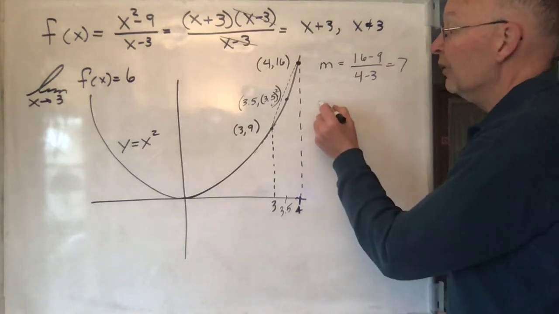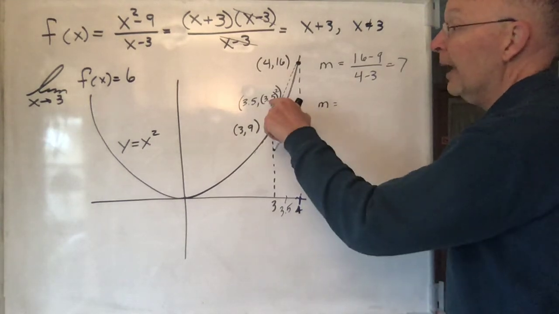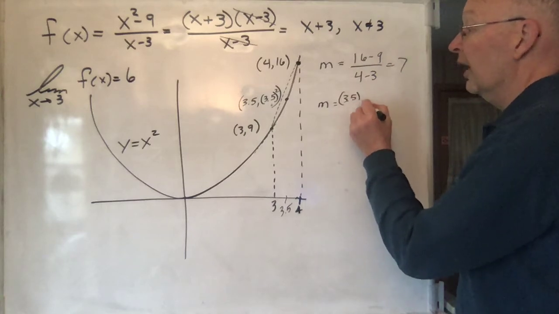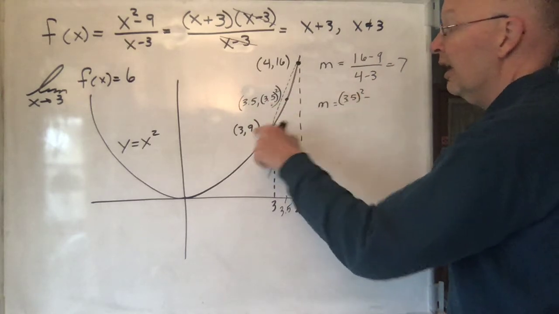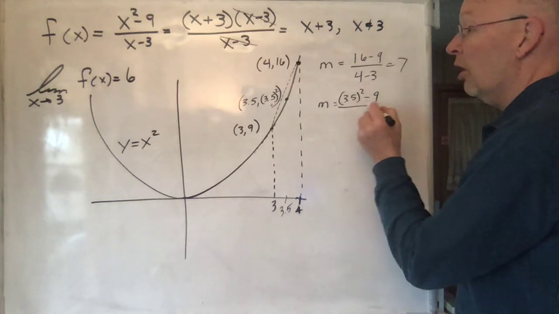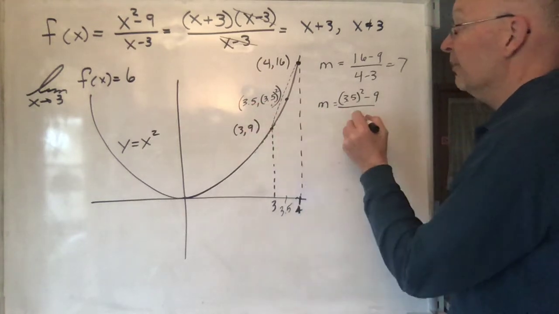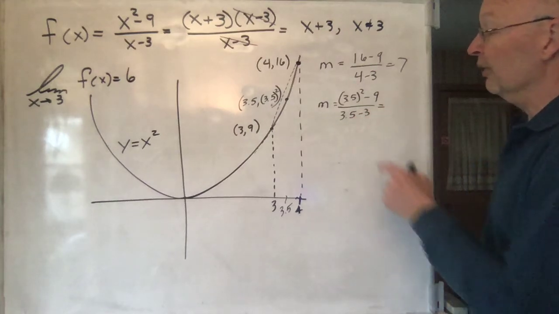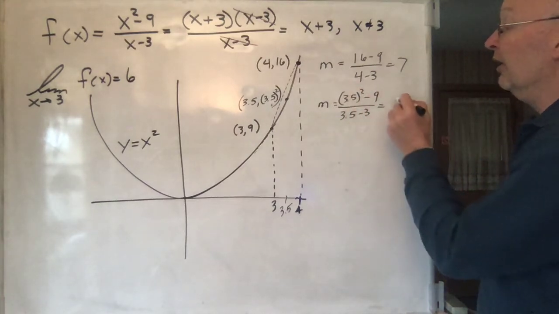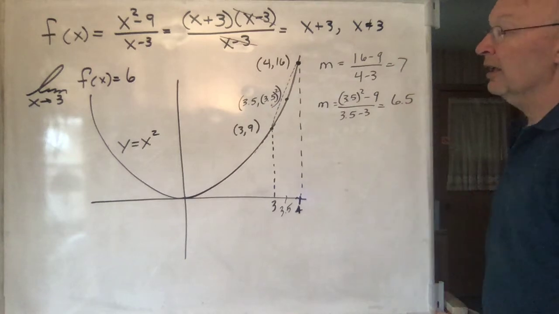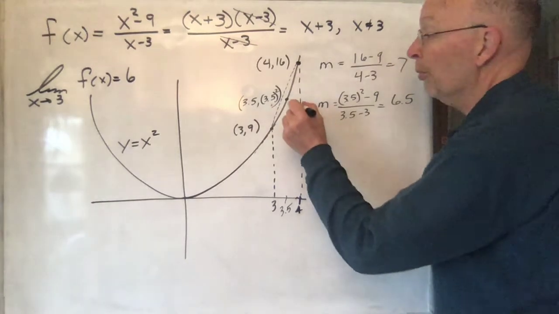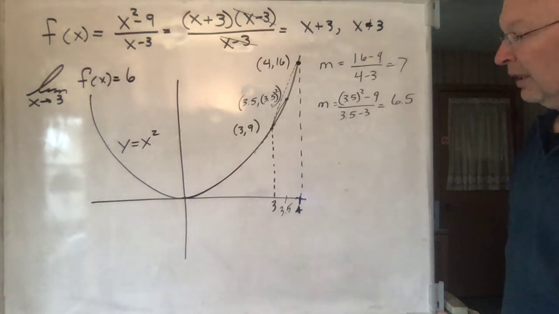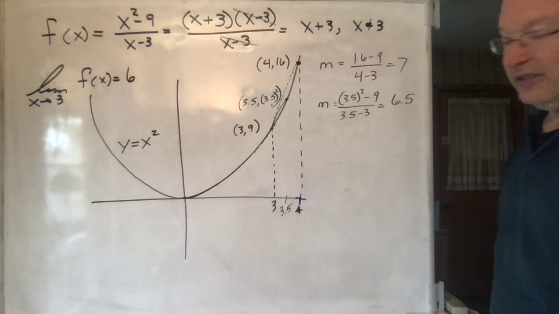And then we find the slope of what happens if you take 3.5 squared minus 9 all over 3.5 minus 3. I know what the answer is. By the time you get done with all that, you end up with 6.5 as the slope of that secant line. Well, that's better. But why stop there?